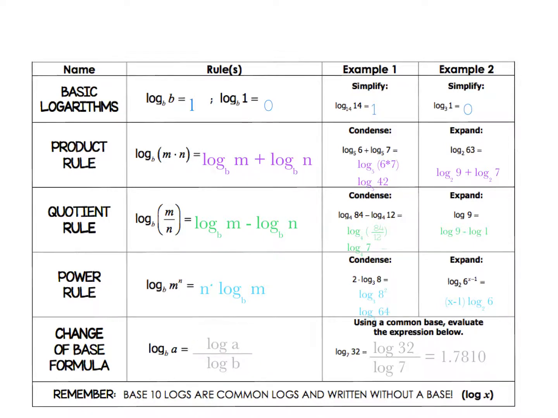So remember the large number, not the base. The base goes in the bottom. So this example would be log 32 over log of 7 using that common base 10. And we use that so we can type it into our calculator, and we do log of 32, close that parenthesis, divided by log of 7, and I get 1.7810.